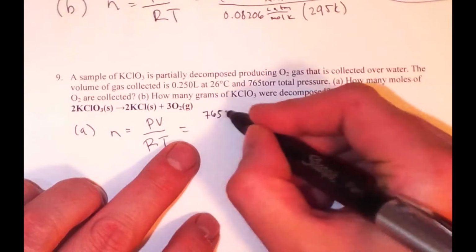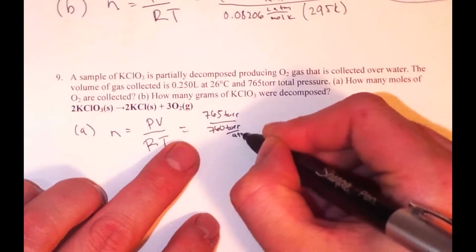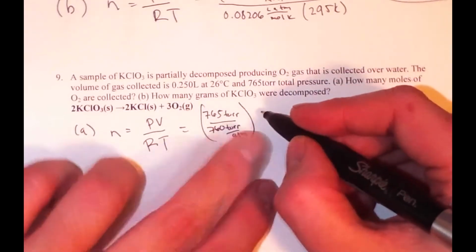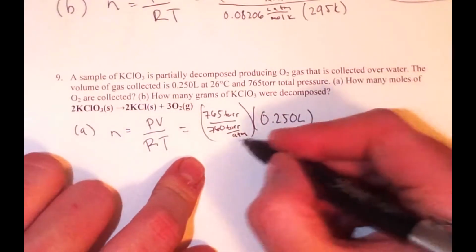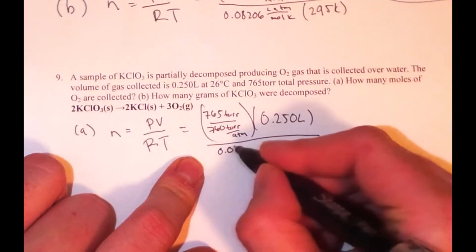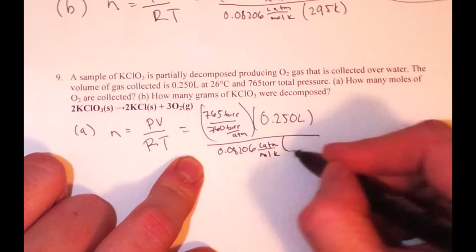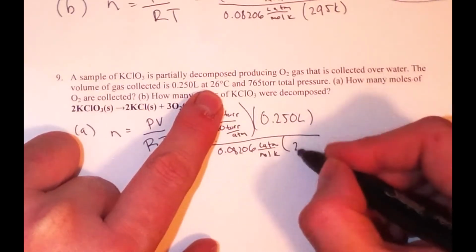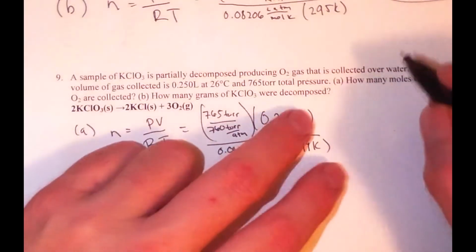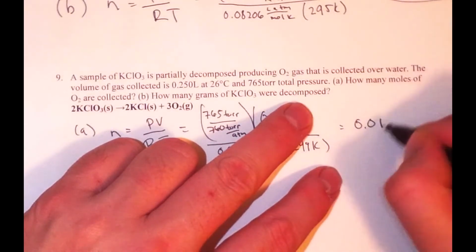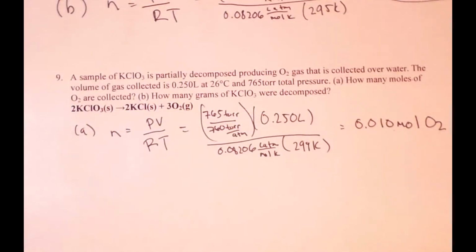So 765 torr over 760 torr per atmosphere. The volume is 0.250 liters, 0.08206, and it's 26 degrees Celsius, so that's 299 Kelvin, just adding 273 to it. That tells me 0.010 moles of oxygen are collected.